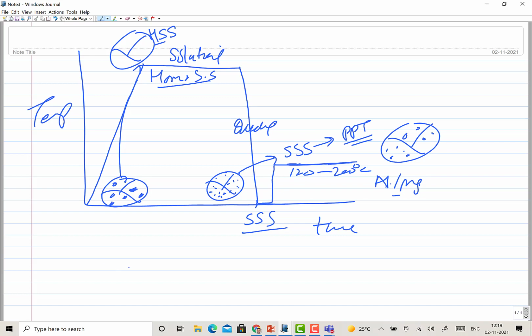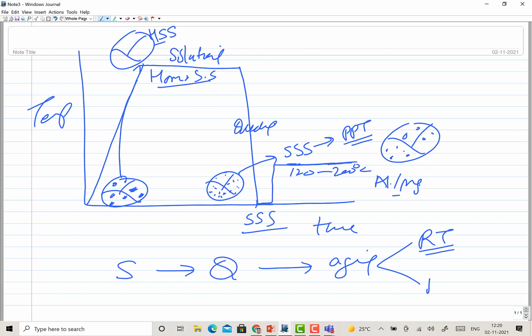There are 3 stages. One is solutionizing, second is quenching, and third is aging, high temperature exposure. Aging can be done at room temperature also, but it takes a very long time, while when a high temperature is applied, it is called artificial aging. So natural aging is at room temperature, and if high temperature exposure is given, we call it artificial aging.